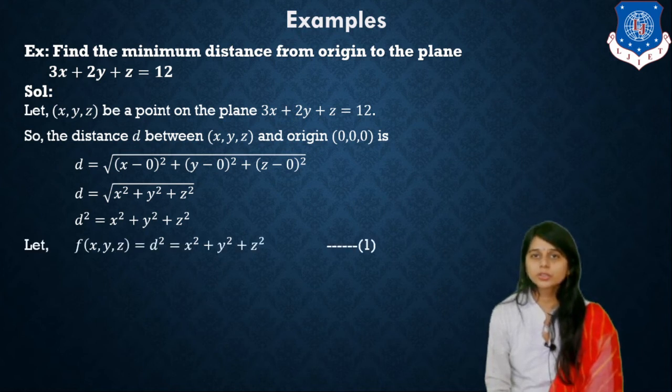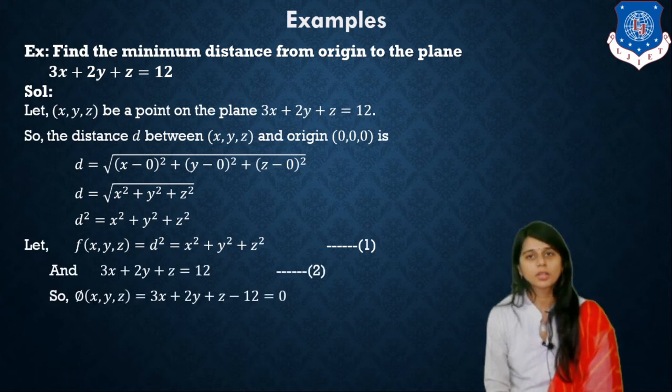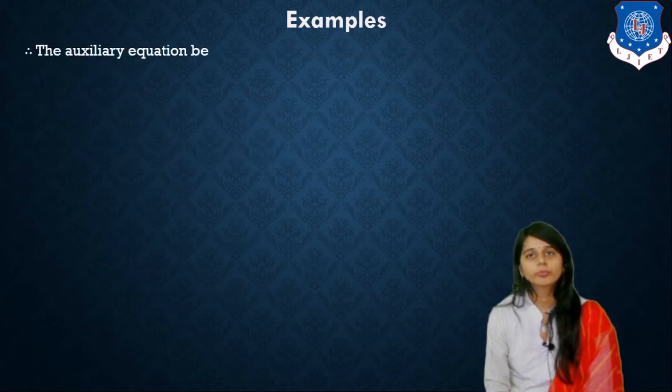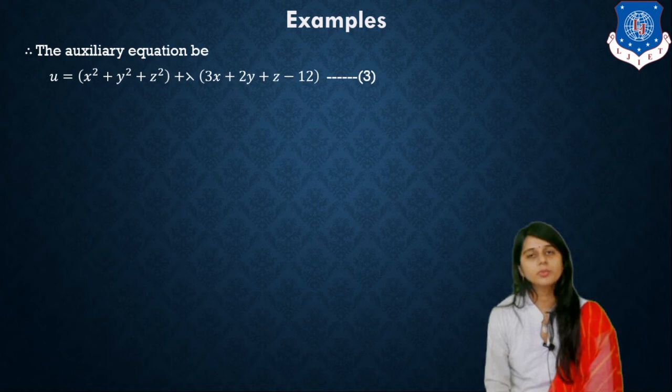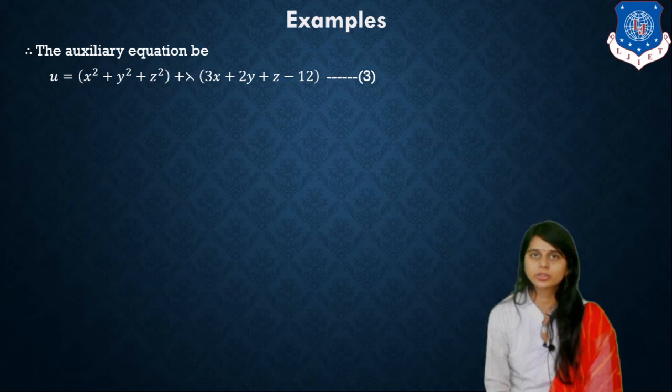So what is our function? The function is d square equal to x square plus y square plus z square. Now the condition is 3x plus 2y plus z equal to 12. And the auxiliary equation we get is u equal to x square plus y square plus z square plus lambda times (3x plus 2y plus z minus 12), equation 3. This is our auxiliary equation.